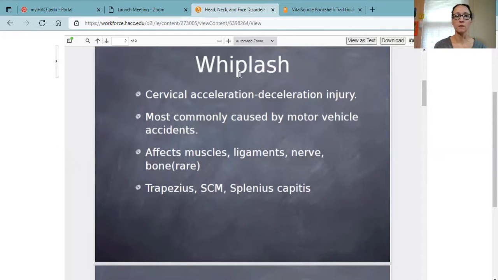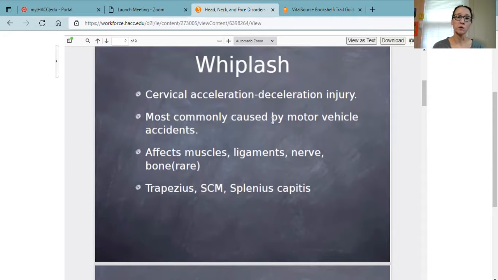So the first one that we begin with is actually whiplash. Whiplash is what's known as a cervical acceleration deceleration injury, or CAD injury. Sometimes you will see it abbreviated instead of written out like cervical acceleration deceleration. Basically what happens is your neck flips back really quickly and then stops and comes back, and that creates pain and injury within the structures of the neck.